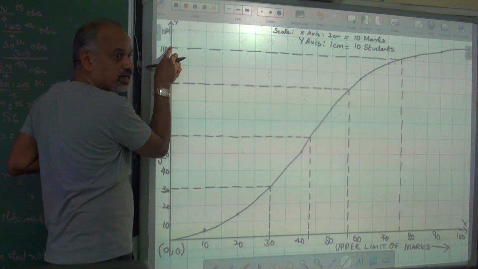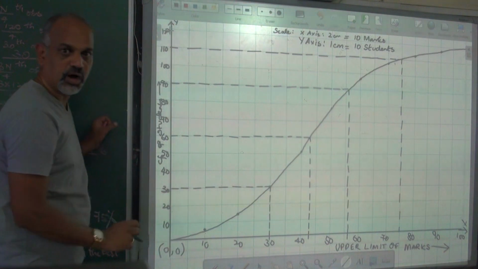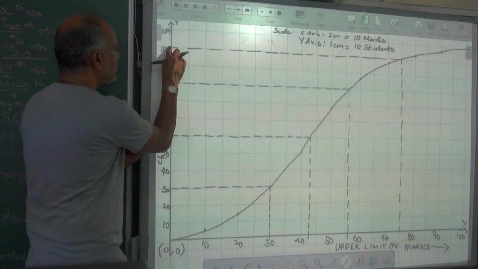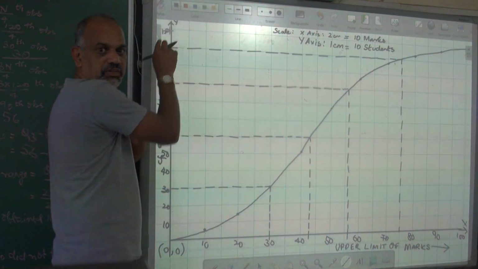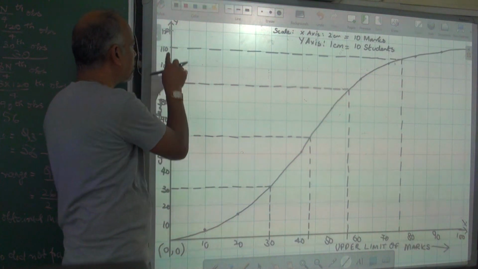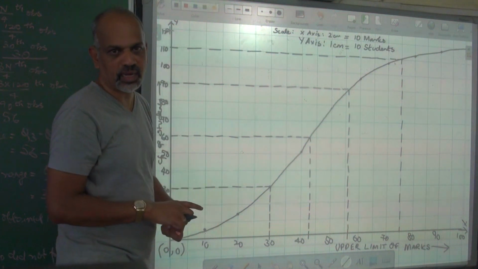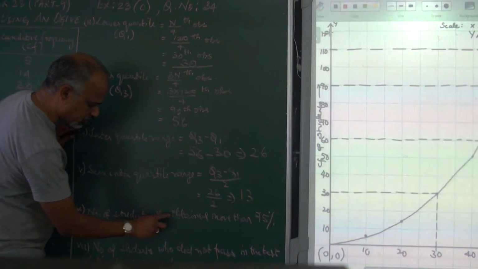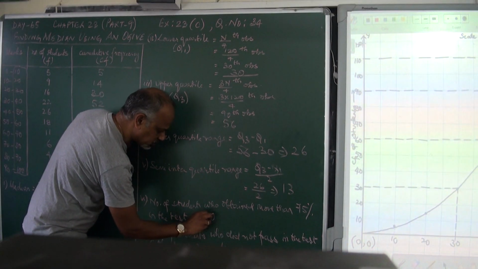And this 110th student got 75. Below him, all these students got less than 75. These are less than 75. This is exactly 75. This is more than 75. The question is, how many got more than 75? So 120 minus 110 should give you 10 students. So the number of students who obtained more than 75% in the test is 10 students.